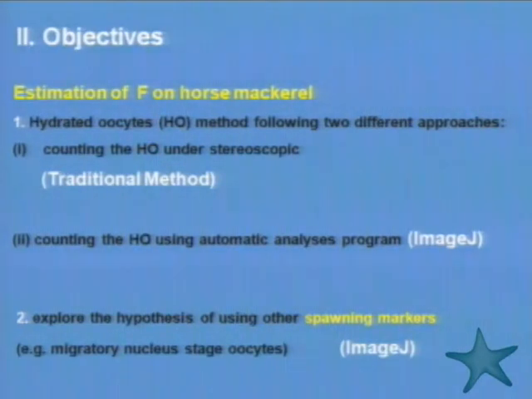These are the objectives of our study. We intend to estimate the batch fecundity on horse mackerel. First, using the hydrated oocytes method and counting the hydrated oocytes by the two approaches, traditional method versus ImageJ. The second aim of this study is to explore the hypothesis of using other spawning markers to achieve the batch fecundity based on the ImageJ analysis results.